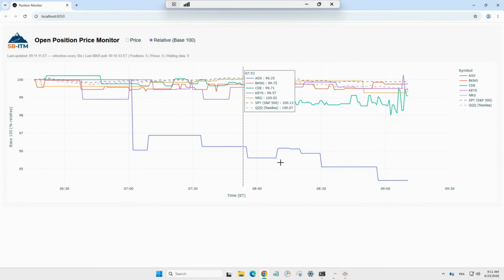A few minutes before market open, the price monitor gives a relative view of the open positions. Using a base 100 chart, the system compares each position against SPY and QQQ, making it easier to see which stocks are stronger or weaker before the session starts. This provides useful market context before the entry bot reaches the execution window.